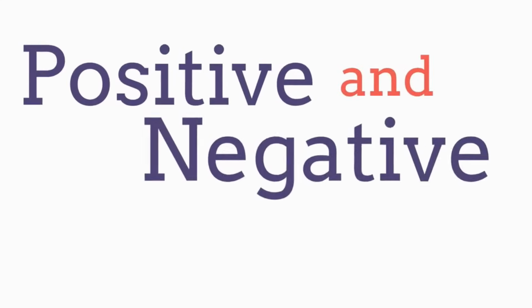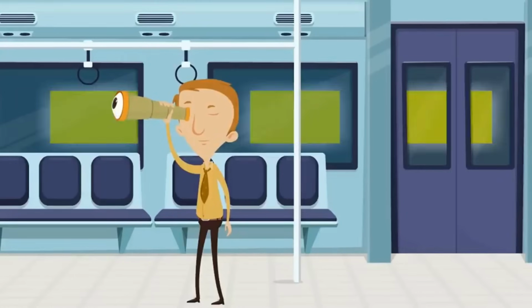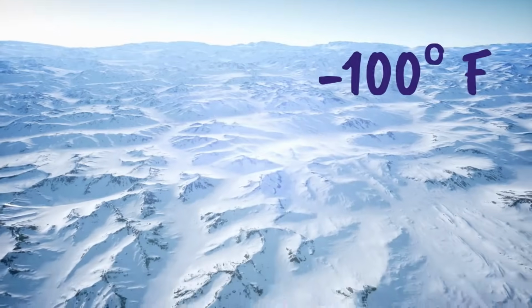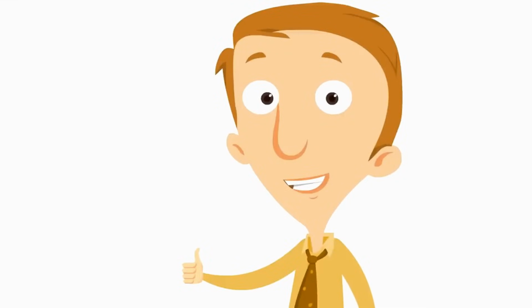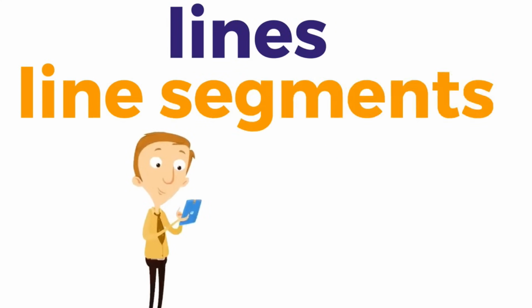Well, that's what positive and negative numbers are. Keep a lookout for them, especially those negative numbers. They are more rare to spot in the wild. You did an amazing job learning about positive and negative numbers. Next, we are going to learn about lines, line segments, and rays.